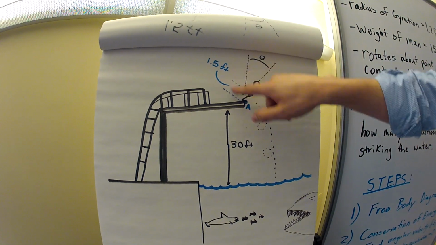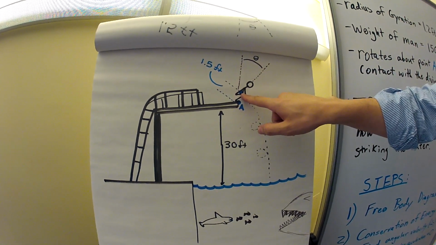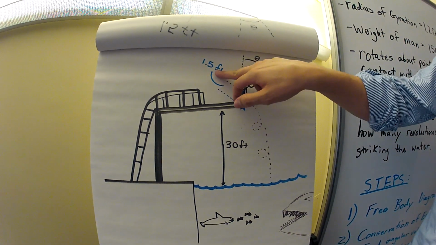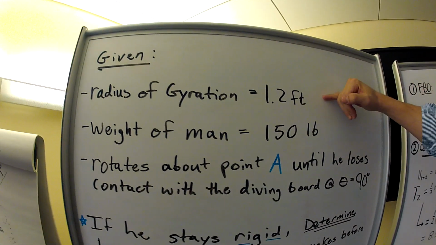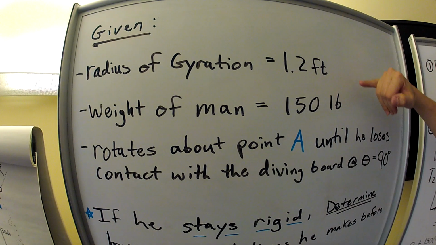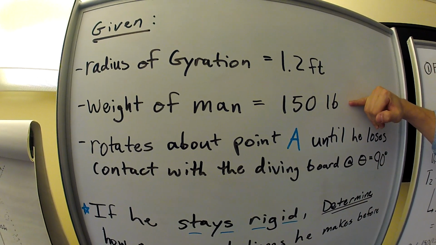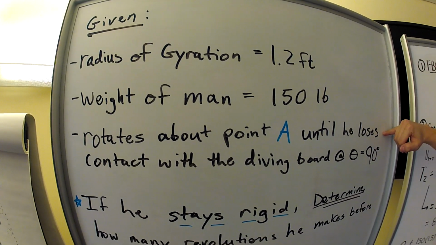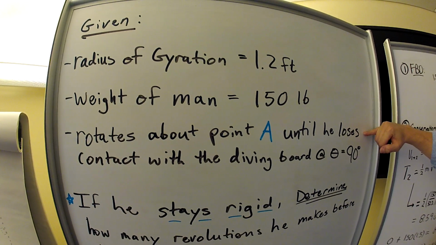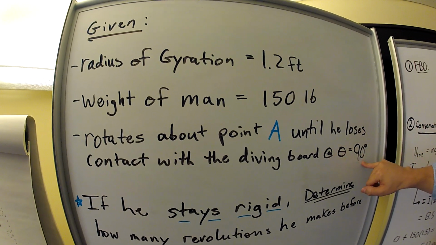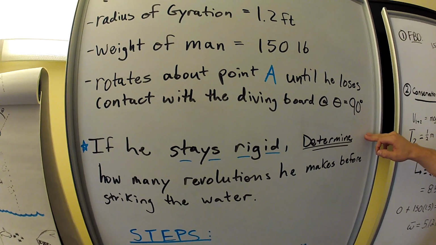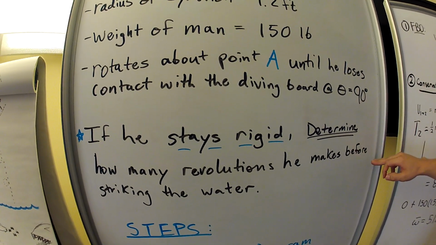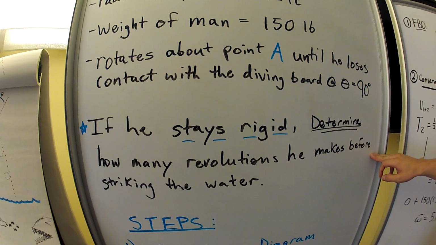His radius from point A to the center of gravity is 1.5 feet. We're also given the radius of gyration is 1.2 feet. The weight of the man is 150 pounds. He rotates about point A until he loses contact with the diving board at theta equal to 90 degrees. The problem asks, if he stays rigid, determine how many revolutions he makes before striking the water.